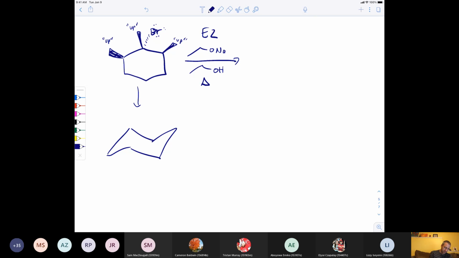And if you see a hashed bond, consider it down. And we're going to look at these carbons. Let's say 1, 2, 3. So carbon 2, the one with the bromine, has an up and a down. Carbon 3 is an up and a down. Carbon 1 is an up and a down. So the way I've drawn this, the 3 methyls are all in the up positions: CH3, CH3, CH3. The down positions are the hydrogens.